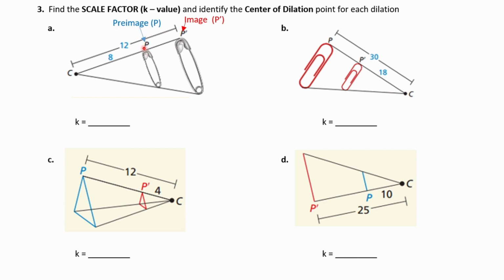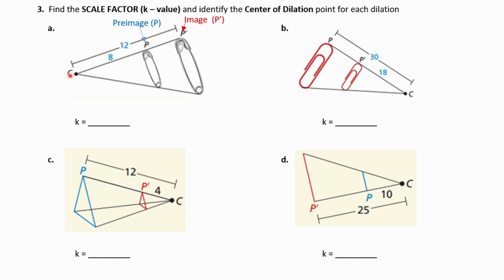And the pre-image is going to be the point that does not have the tick mark. So in part A here, we're going from this smaller object out to this larger object. And so I'm going from a distance of 8 from C out to point P to a distance of 12 from C all the way out to P prime. So C in this case is our center of dilation, so that's this spot right here. So that's identifying the center.